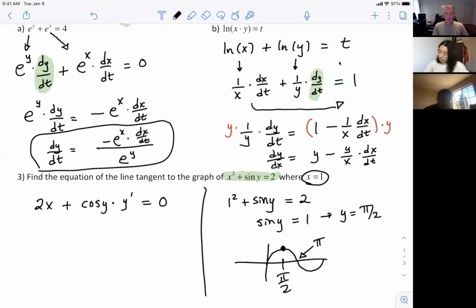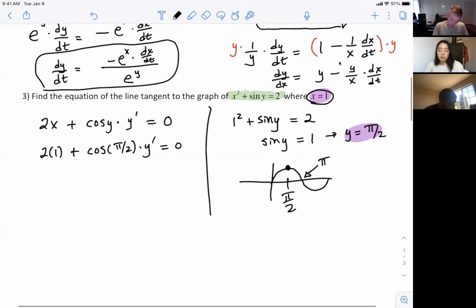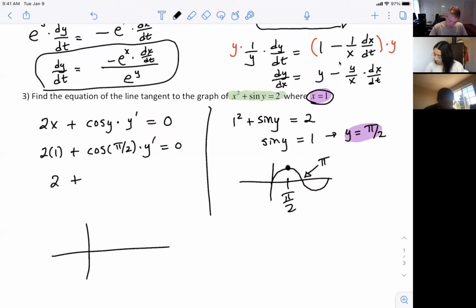Now to solve for y prime, I could either do the algebra to solve for y prime first, and then plug in the 1 for x and the pi over 2 for y, or I could switch the order and plug in the numbers right now. I think I'm going to do that. So 2x would become 2 times 1 plus cosine of, then y is pi over 2. So this would be 2 plus, and cosine of pi over 2.